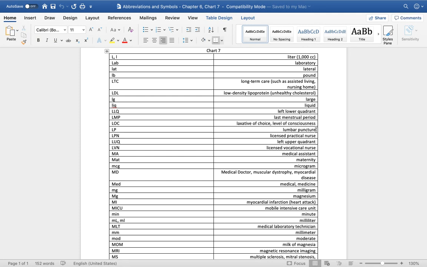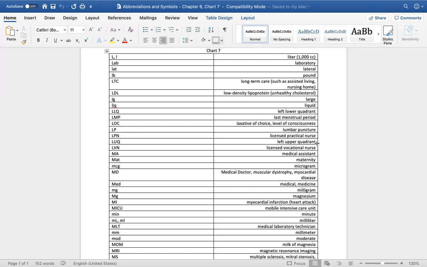All right, LP, this is a lumbar puncture. So the lumbar region of your body is in the lower back. A lumbar puncture is where they take a needle and they stick it into the space around your spinal cord, and they get cerebral spinal fluid out from that. This is generally how they will administer an epidural as well. That's what's given to a woman in labor with a baby to kind of help block the pain from labor.